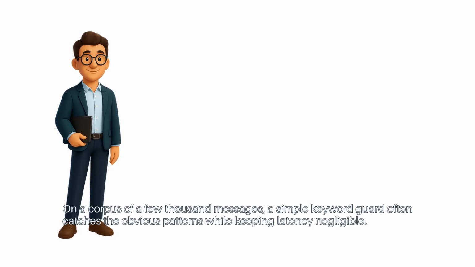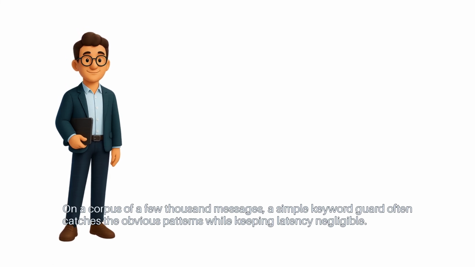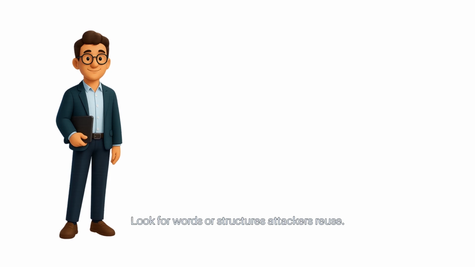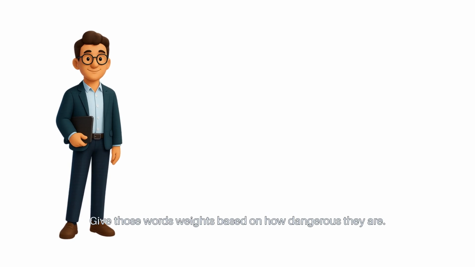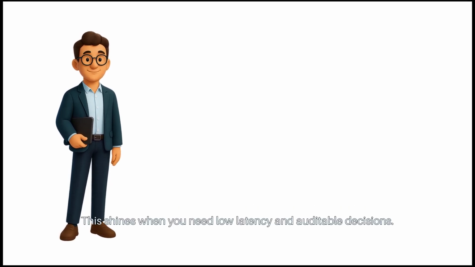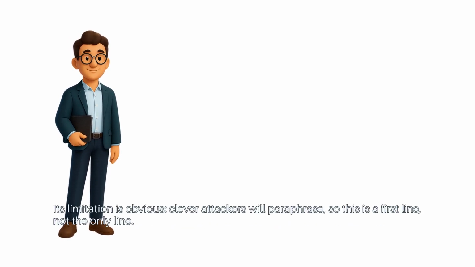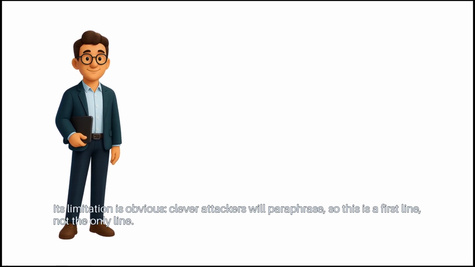On a corpus of a few thousand messages, a simple keyword guard often catches the obvious patterns while keeping latency negligible. The intuition is straightforward. Look for words or structures attackers reuse. Give those words weights based on how dangerous they are. Combine presence checks with small rules for structure and you get a fast, explainable filter. This shines when you need low latency and auditable decisions. Its limitation is obvious. Clever attackers will paraphrase, so this is a first line, not the only line.